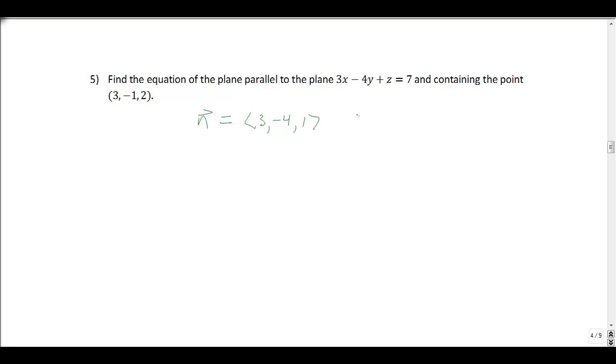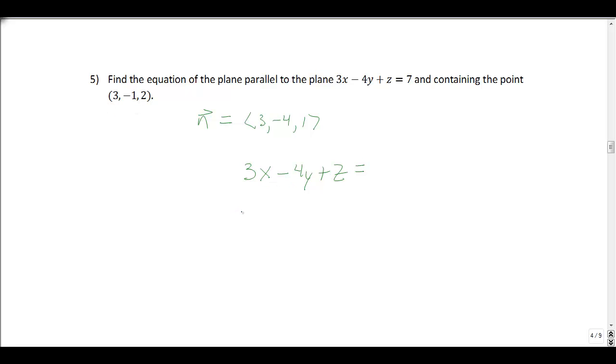So parallel planes, we get the same normal vector. So in our case, we're going to end up with an equation like 3x minus 4y plus z. That's the same left-hand side. What's potentially going to change is this right-hand side will be something other than 7. How do we find out what that is? Well, we need to have the point (3, -1, 2) on the plane.